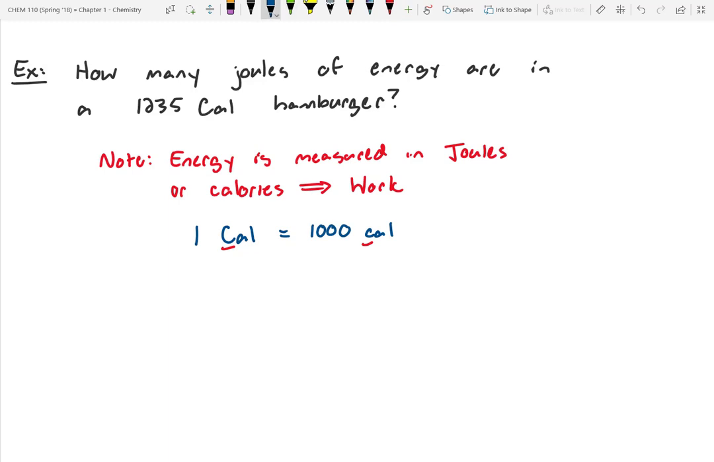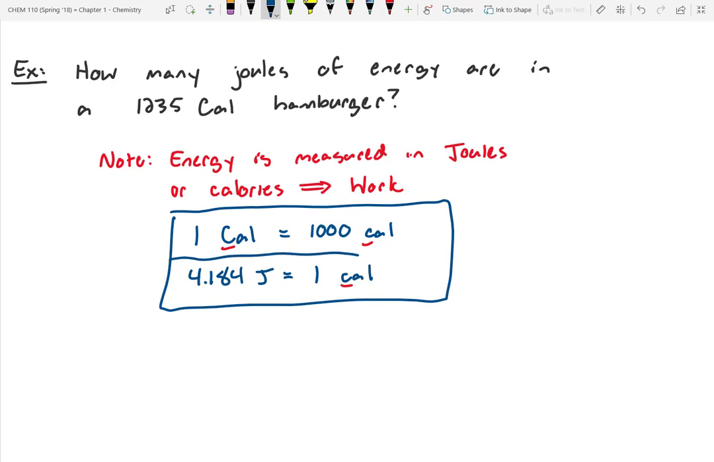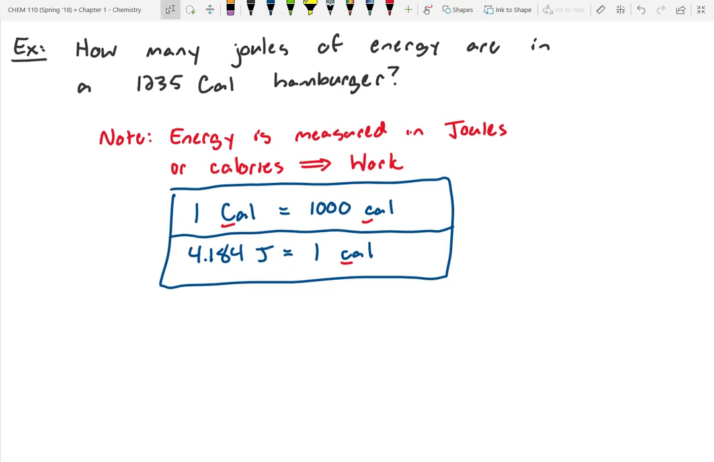All right, the second one is there are 4.184 joules, which is represented with a capital J, in every 1 calorie with a little c, so lowercase c here. So we've got 2 unit conversions that we can use. And I'll give you guys a minute to set this up, but check with your neighbor, see if you agree. Give me a thumbs up if you think you got it, at least set up correctly.